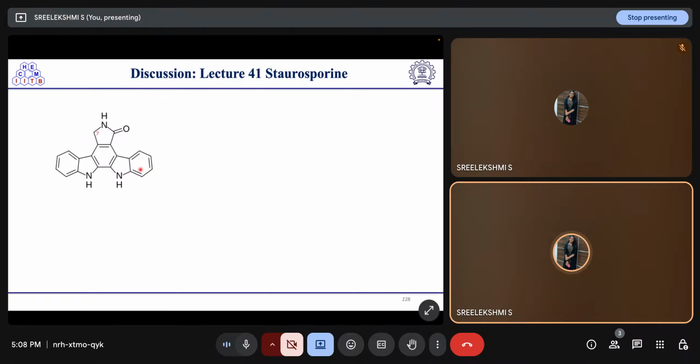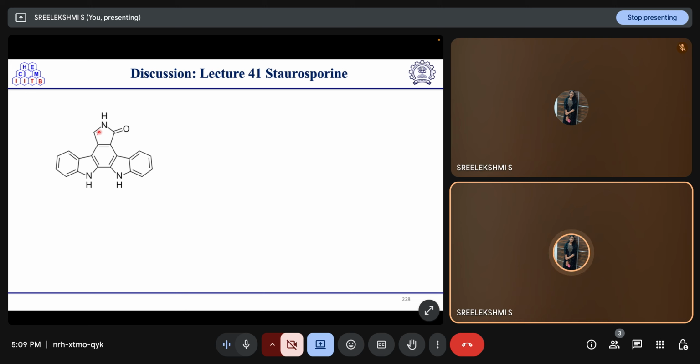Now coming to the next lecture, which was about staurosporine. Here we saw the application of intramolecular indole glycosylation in the total synthesis of staurosporine by Danishefsky. This molecule was isolated by Omura from Streptomyces staurosporeus in 1977. As we can see from the structure, it has two indoles and one indolinone in the northern hemisphere and a sugar moiety in the southern hemisphere. It is known to have nanomolar inhibition of protein kinase C, and it has potential anti-proliferative activity.